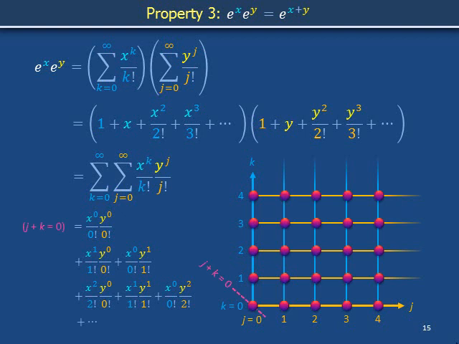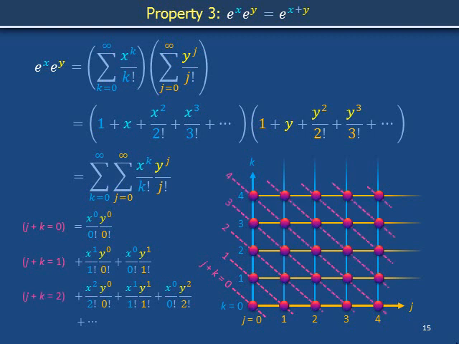Each of these diagonals corresponds to a constant value of j plus k. For example, this diagonal corresponds to the constant value j plus k equals 0. These dots and these terms correspond to j plus k equals 1. These dots correspond to j plus k equals 2, and these other diagonals correspond to increasing integer values of j plus k.